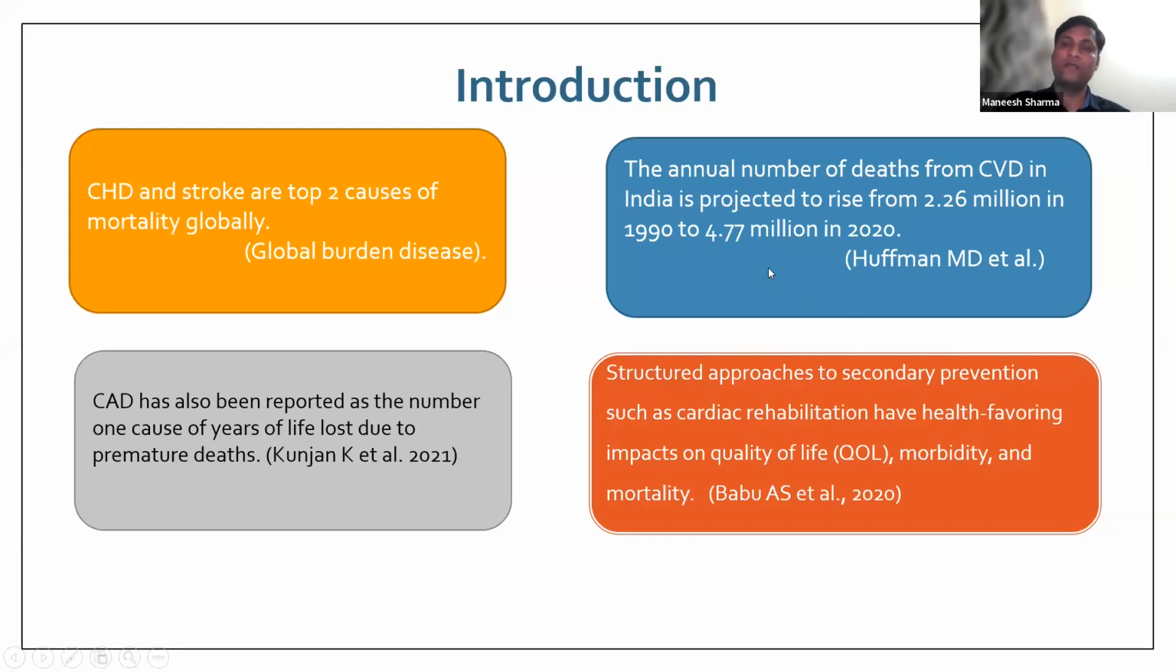If we count cardiac arrests happening at homes, those figures are not included in the 4.77 million. So you can imagine the magnitude of the issue of mortality happening because of cardiovascular diseases in our country. And it has also been reported as the number one cause of years of life lost due to premature deaths.